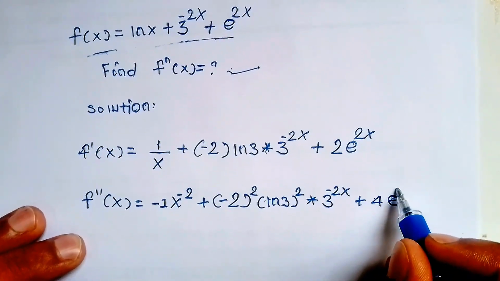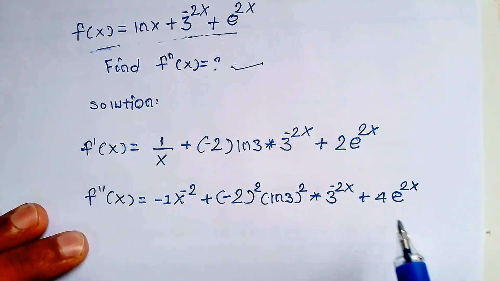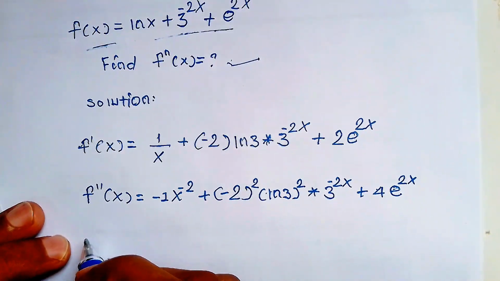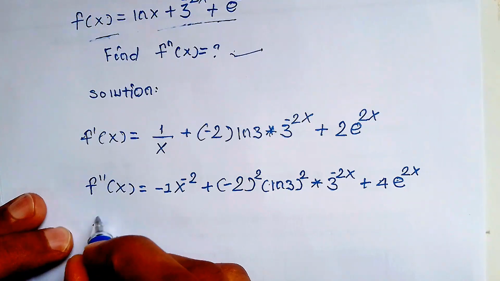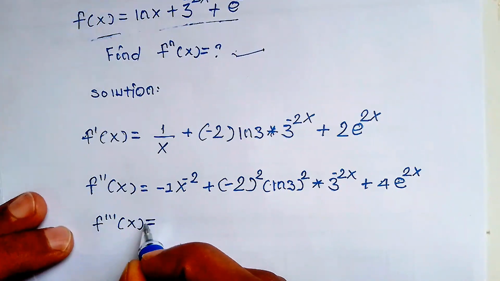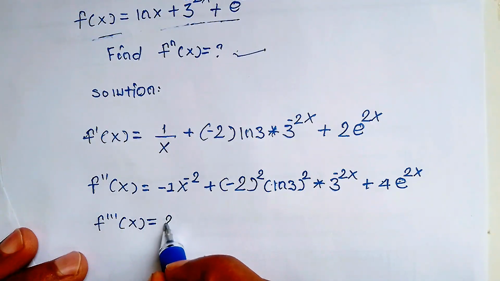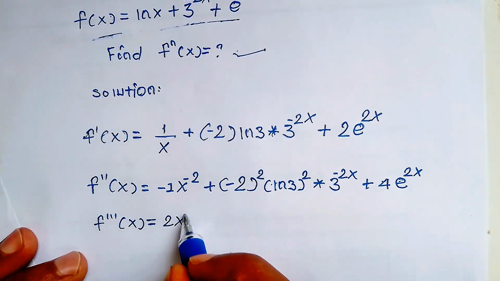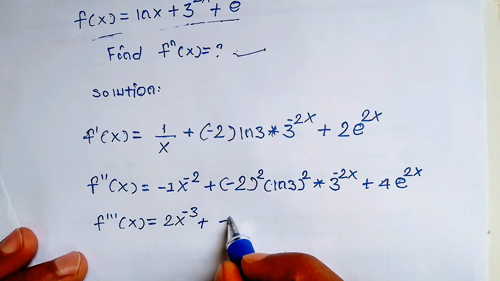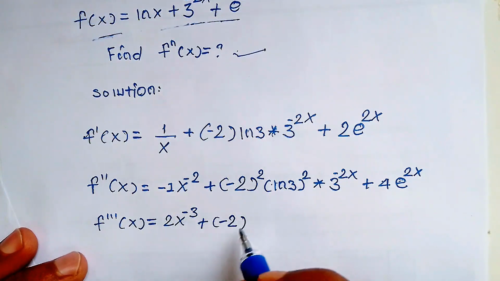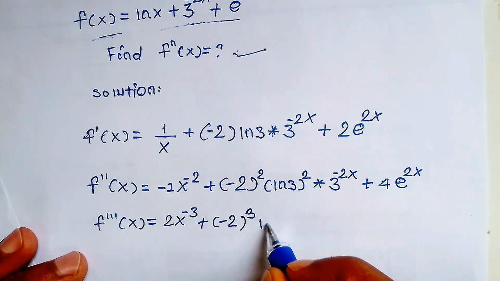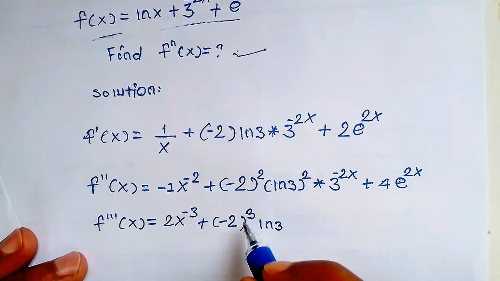Now let's go to the second derivative. Differentiate again. For 1/x, we get -1/x². For the exponential term, each time we differentiate, we multiply again by 2 ln 3. So we get (2 ln 3)² 3^(2x). For e^(2x), each derivative multiplies by 2 again, so 4e^(2x). So f''(x) equals -1/x² plus (2 ln 3)² 3^(2x) plus 4e^(2x).